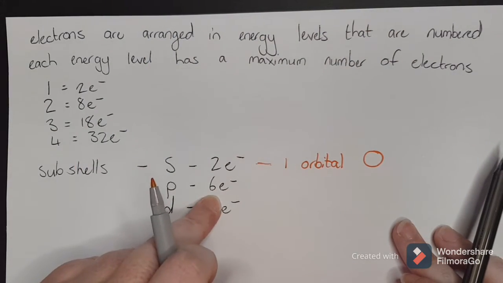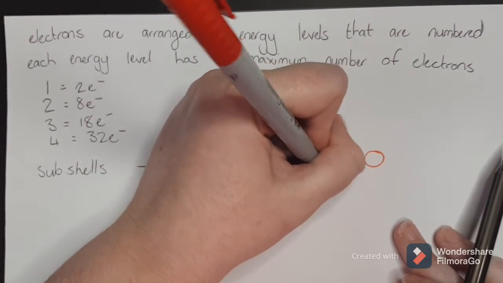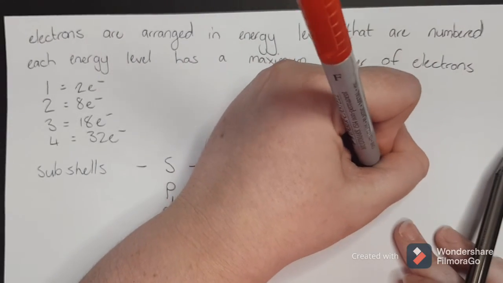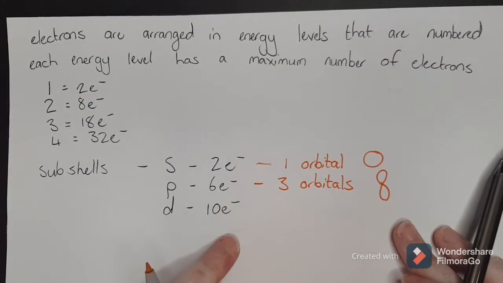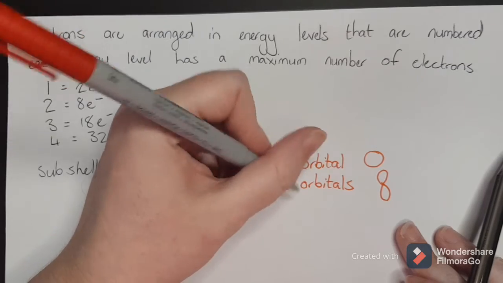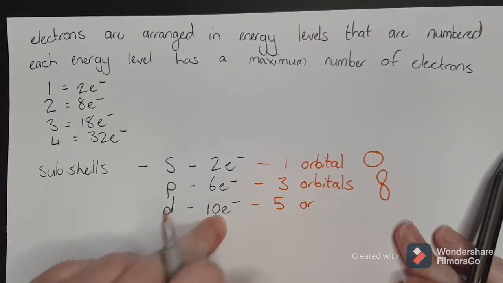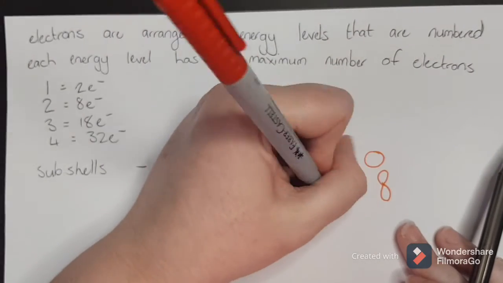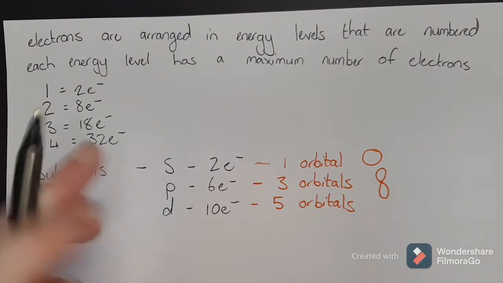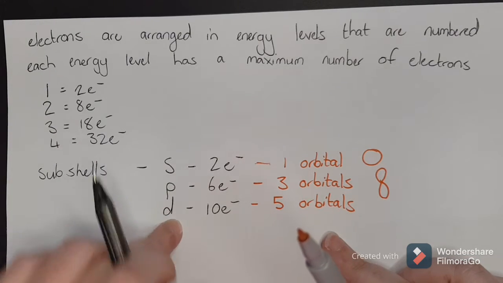The P subshell has 6 electrons, so it can have 3 orbitals of 2 electrons each, and that has a figure of 8 shape. And then the D subshell can have 5 orbitals because there's 10 electrons with 2 in each, but you don't need to know the shape of that.